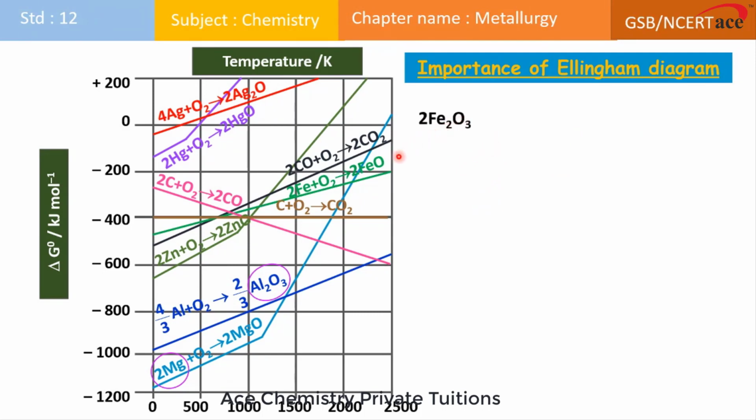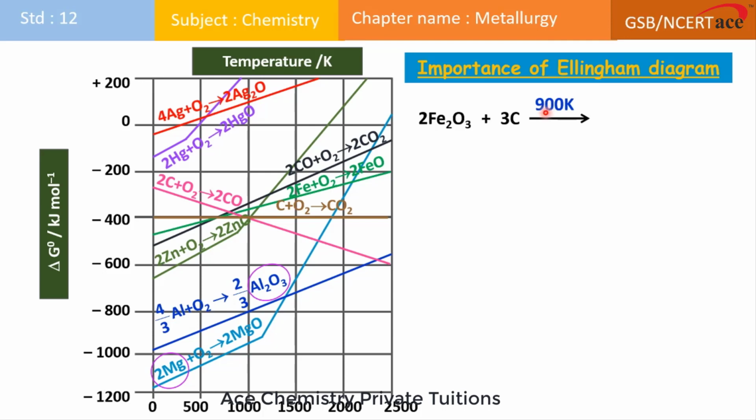In case of reduction of hematite, which is the oxide of iron, we have taken the reducing agent as carbon. Now if the powder of the coke is mixed with this, it is also referred to as the carbon reduction process. This reaction is carried out at about 900 Kelvin.